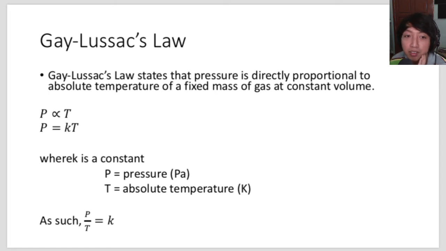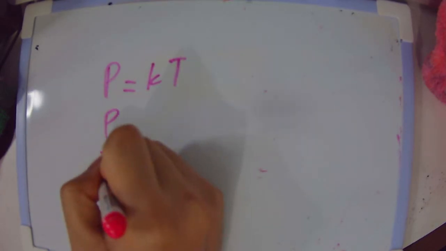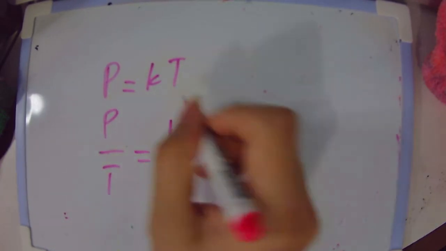Again, same idea. P is directly proportional to T, or absolute temperature. P equals KT. And again, same thing. If we were to rearrange the formula, P equals KT, rearrange the whole thing, then we get P over T equals K. We just move it over there.